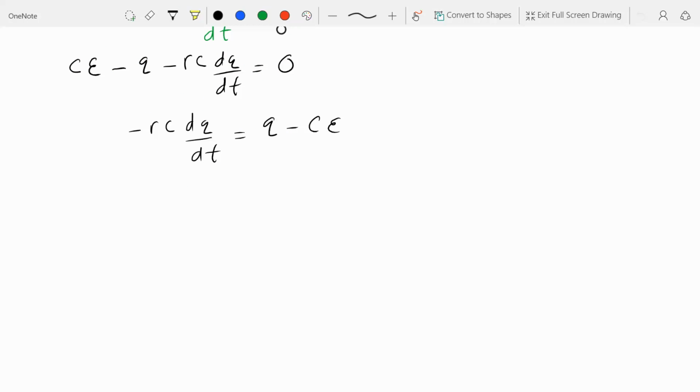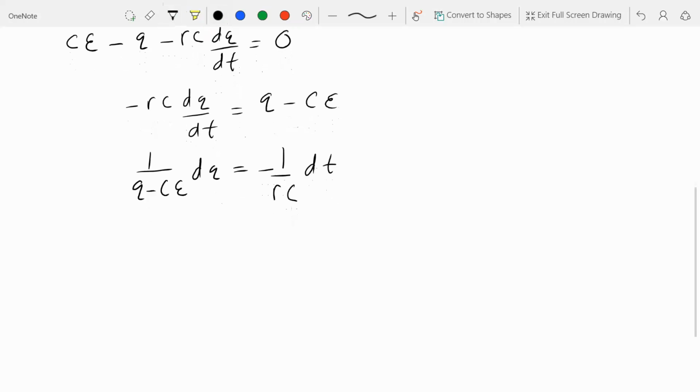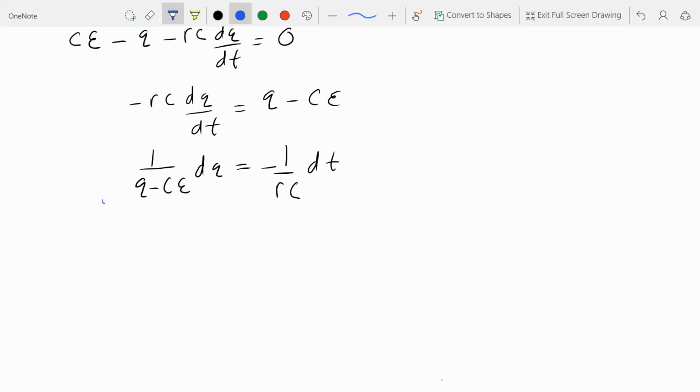So what I'm going to do is bring the Q minus CE over to the same side as the dq, so that's actually 1 over (Q minus CE) dq equals, and I'm going to bring the dt over to the other side. Having done this before, it's convenient to bring over the minus RC, so that's going to be minus 1 over RC dt. Now at this point you have two different things that we can integrate. We can integrate the dq stuff, and we can integrate the dt stuff.